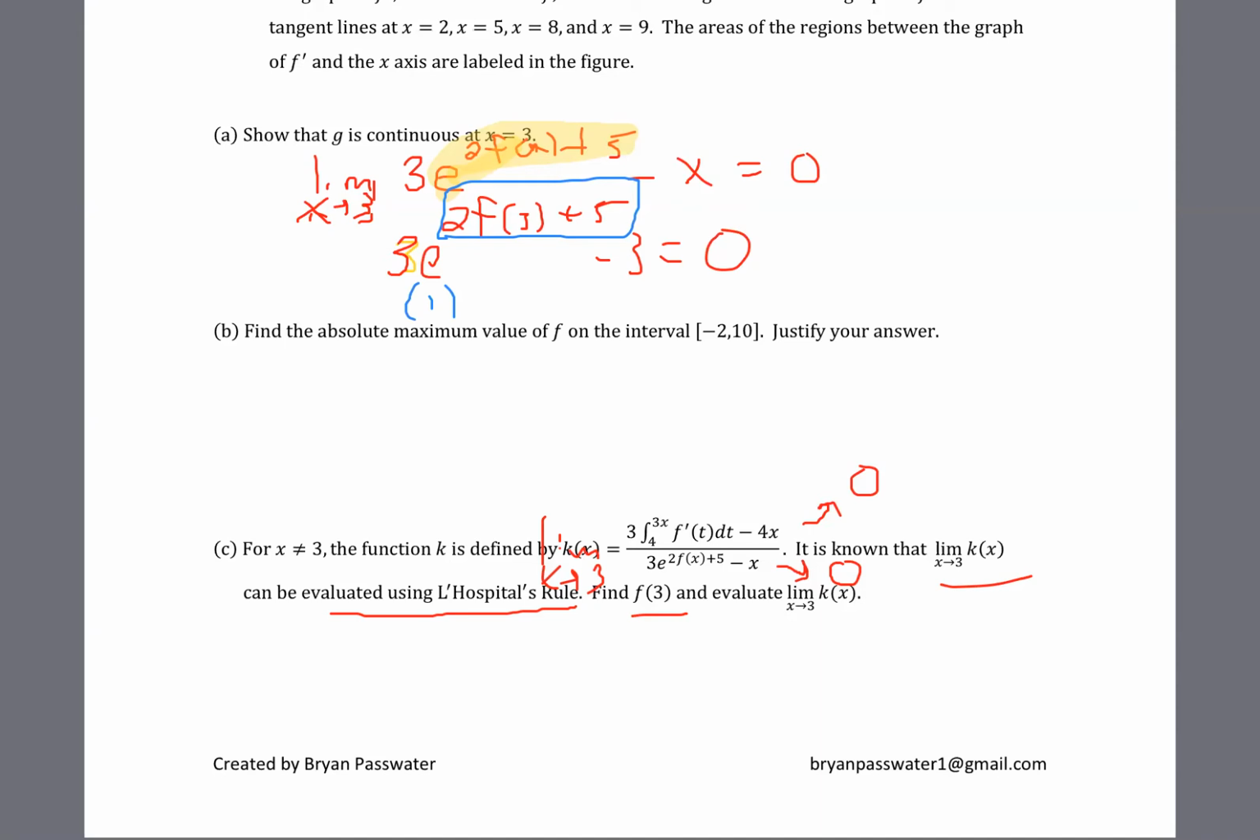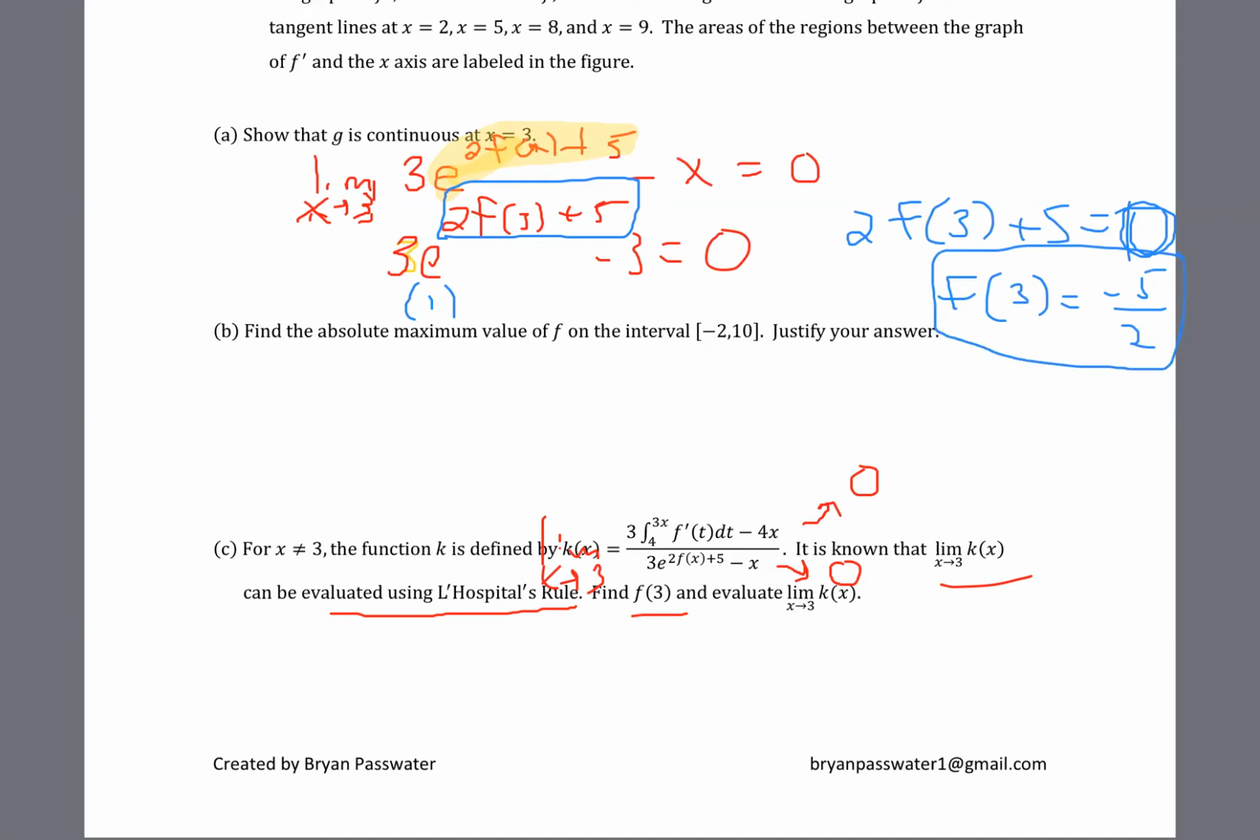So what that tells me is that 2 f of 3 plus 5 has to equal 0, because I've got to have the 1 for the whole value. So if I subtract the 5 over and divide by the 2, that gives me the first part: f of 3 has to be negative 5/2. So that is the first part, finding f of 3.